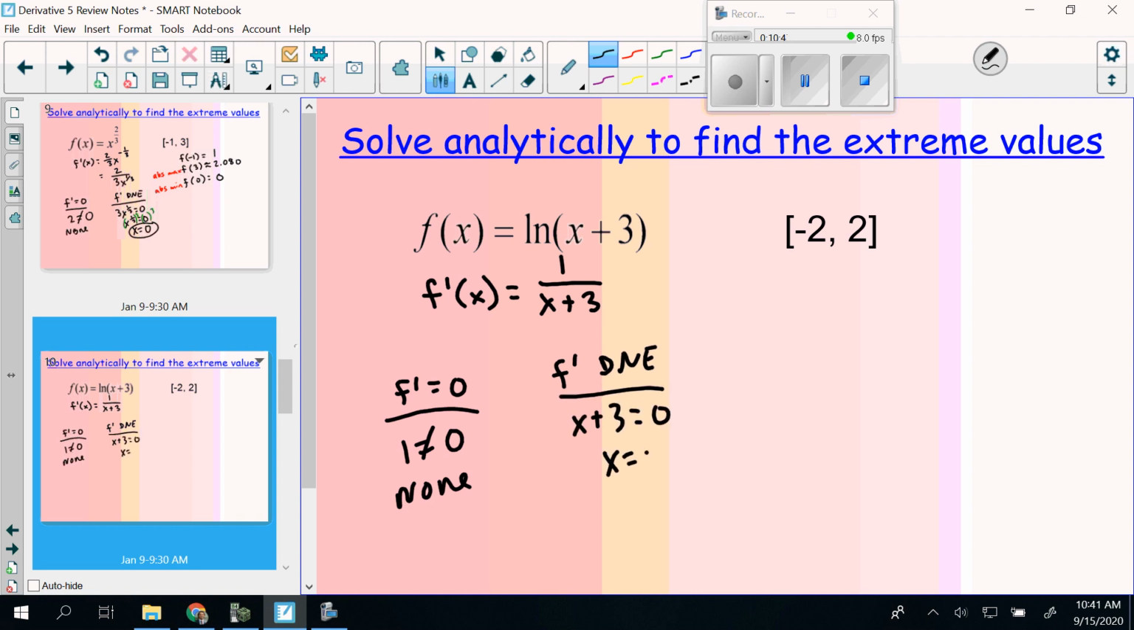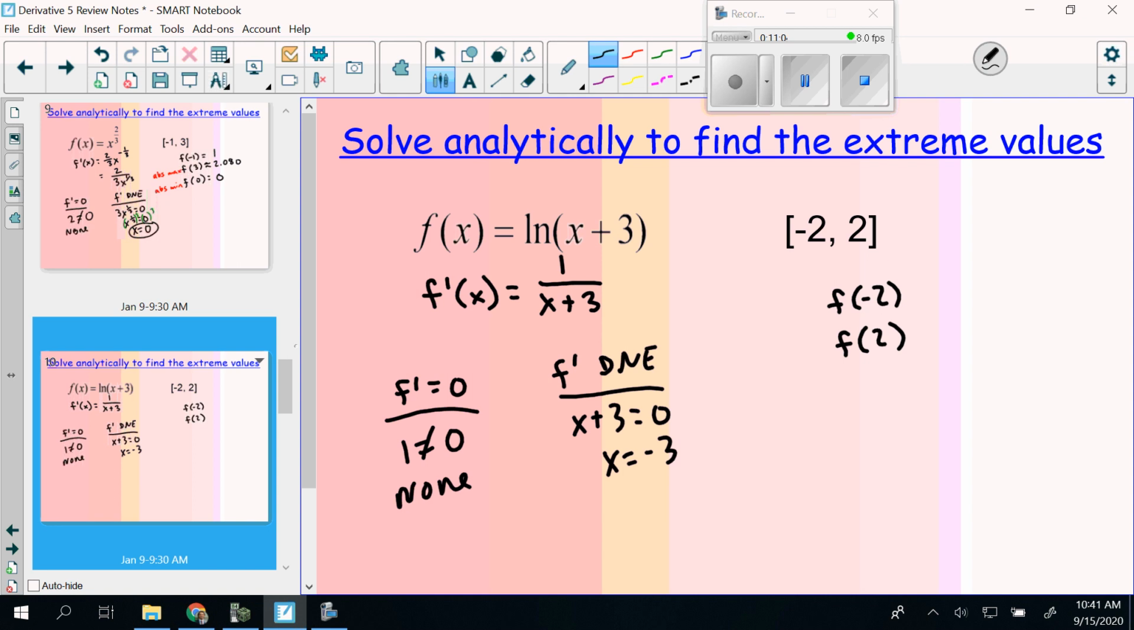And so at negative 3. So now you want to check what these points are going to be. So we want to check our endpoints here. What's the function at negative 2? What's the function at 2? And then critical points. Now here, though, you got to be careful.